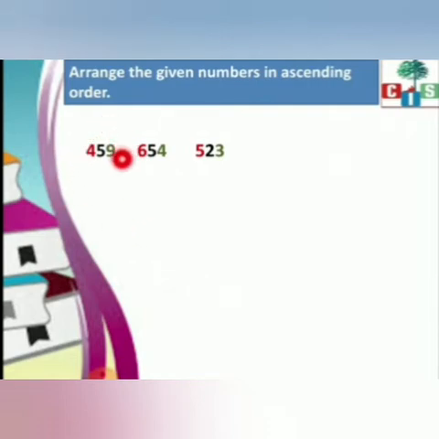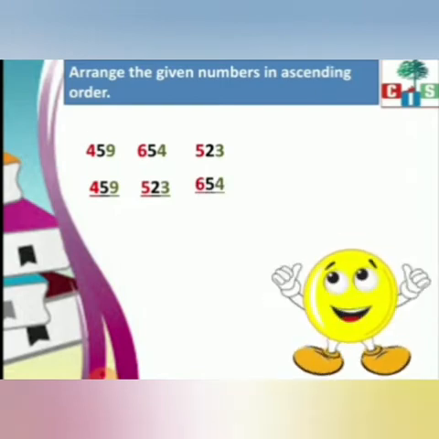So we will write this number 459. Now we have to find the smaller number from the two numbers which are left. So here it is 654 and here it's 523. So what will be the number? 523. Now the biggest number will be left. We have written 459. We have written 523. So the number which is left is 654.